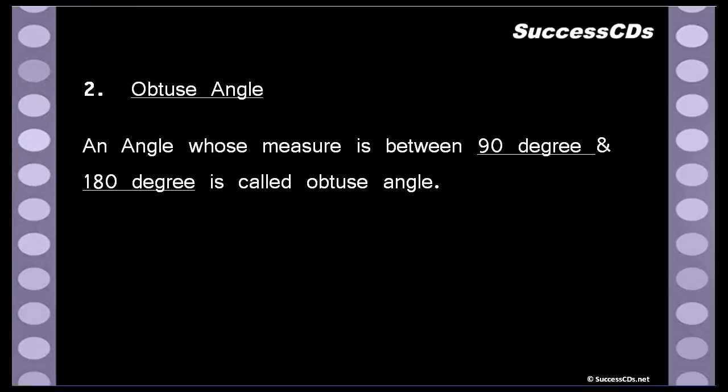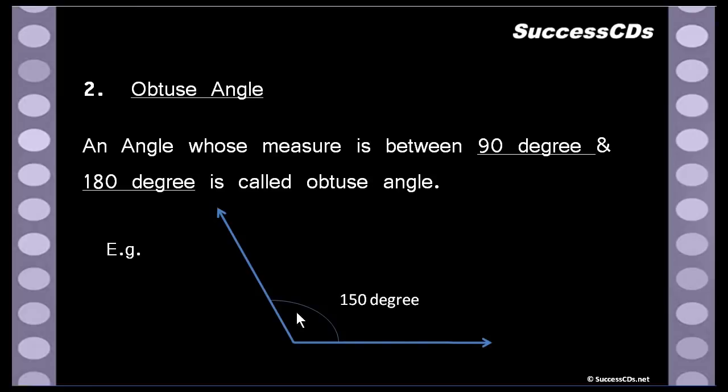Next, we come to obtuse angle. An angle whose measure is between 90 degrees and 180 degrees is called an obtuse angle. Take for example, here, the two arms of this angle are at an angle more than 90 degrees. It is 150 degrees. Therefore, 150 degrees is an obtuse angle.